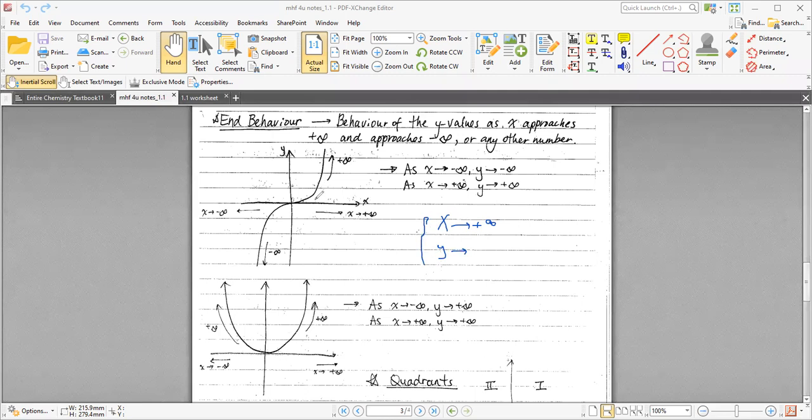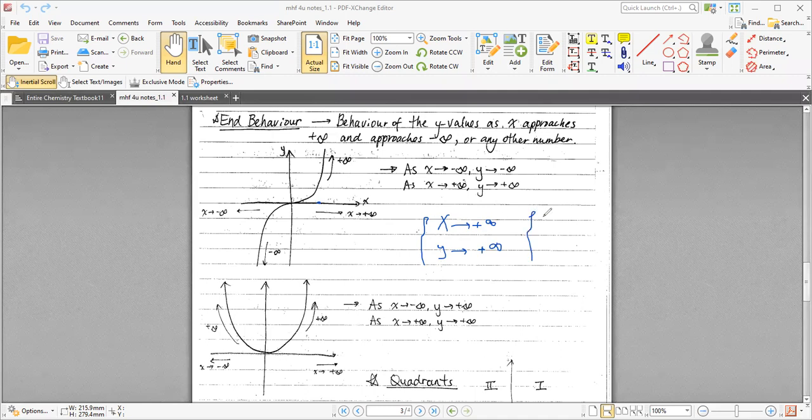So for positive infinity, I have to look here, right? At this end, I need to look at this end. If this continues, x goes very big, of course the y goes up. It becomes positive, right? So y goes to a positive value.